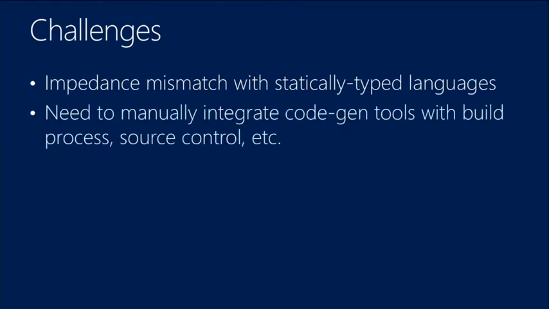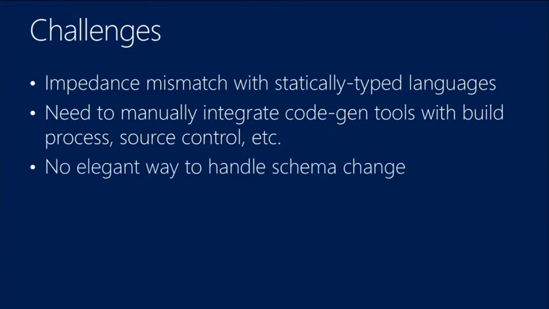Because now you need to integrate that code generation tool with the build process, with source control. You need to remember to run it, right? The schema changed, I forgot to run the code generation tool, and now my application broke at runtime when I deployed it to customers or whatever. Hopefully you had a staging environment. And then there's no elegant way, as I just said, to handle schema change. You have to rerun the code generation tool.